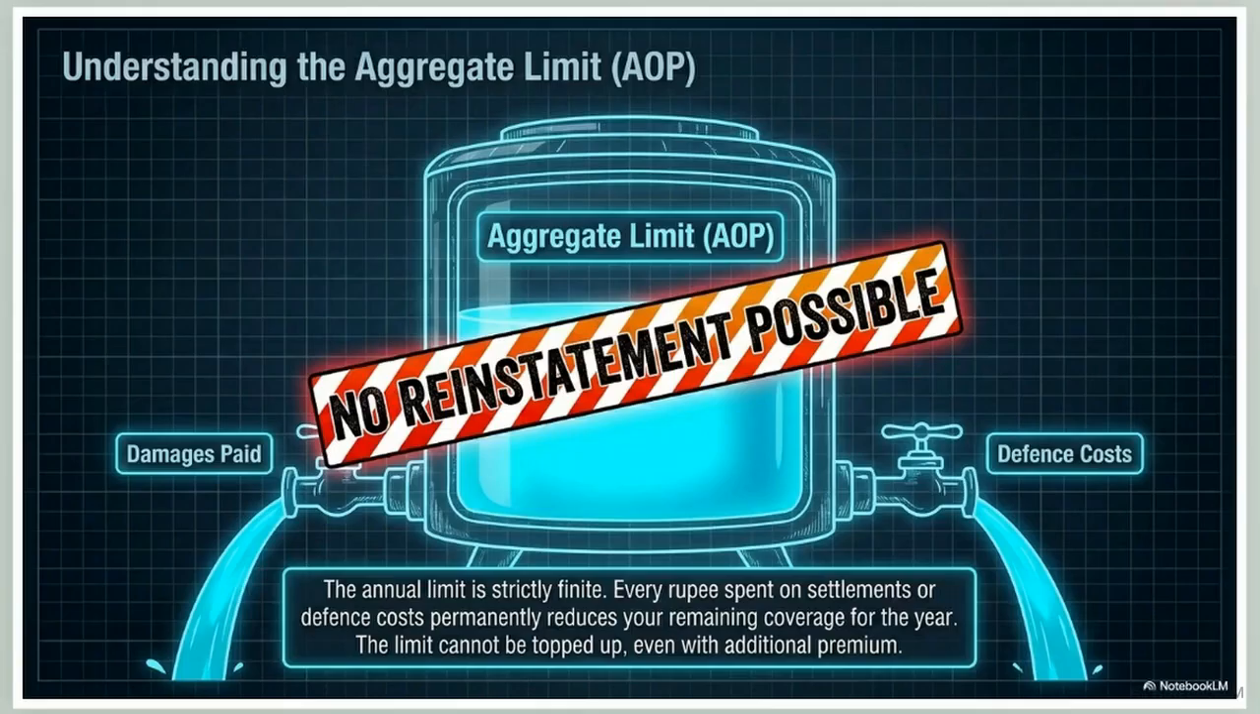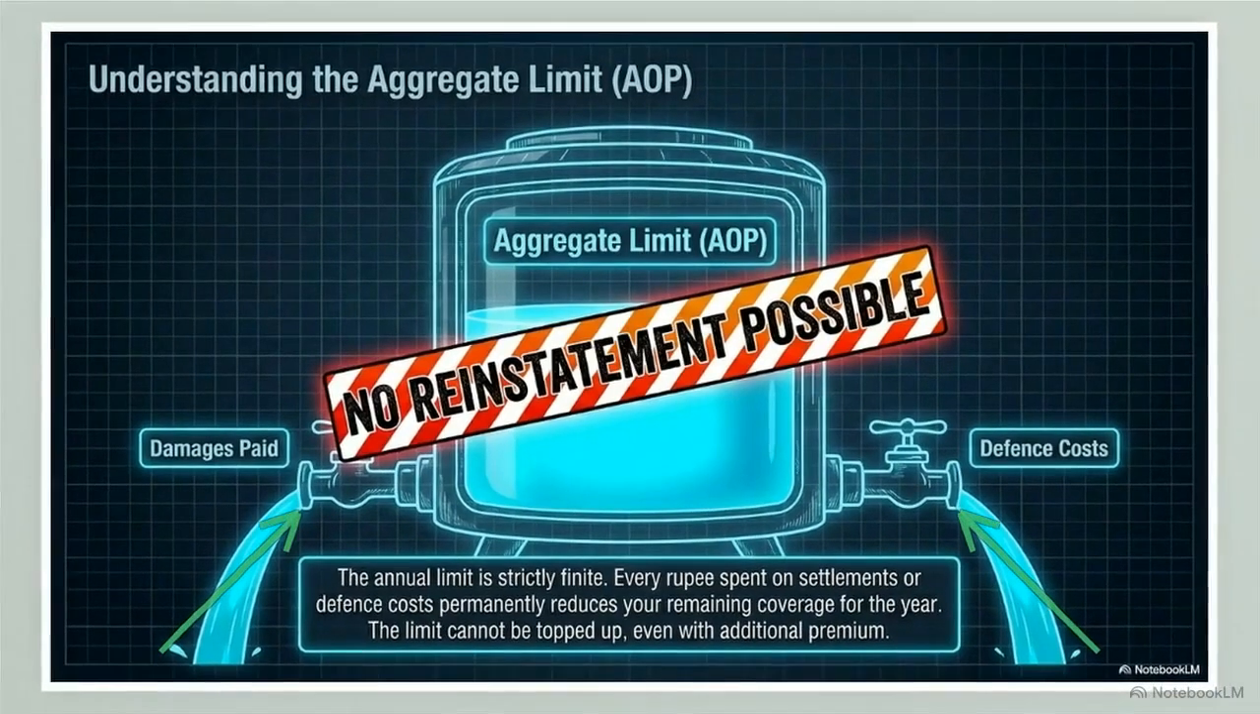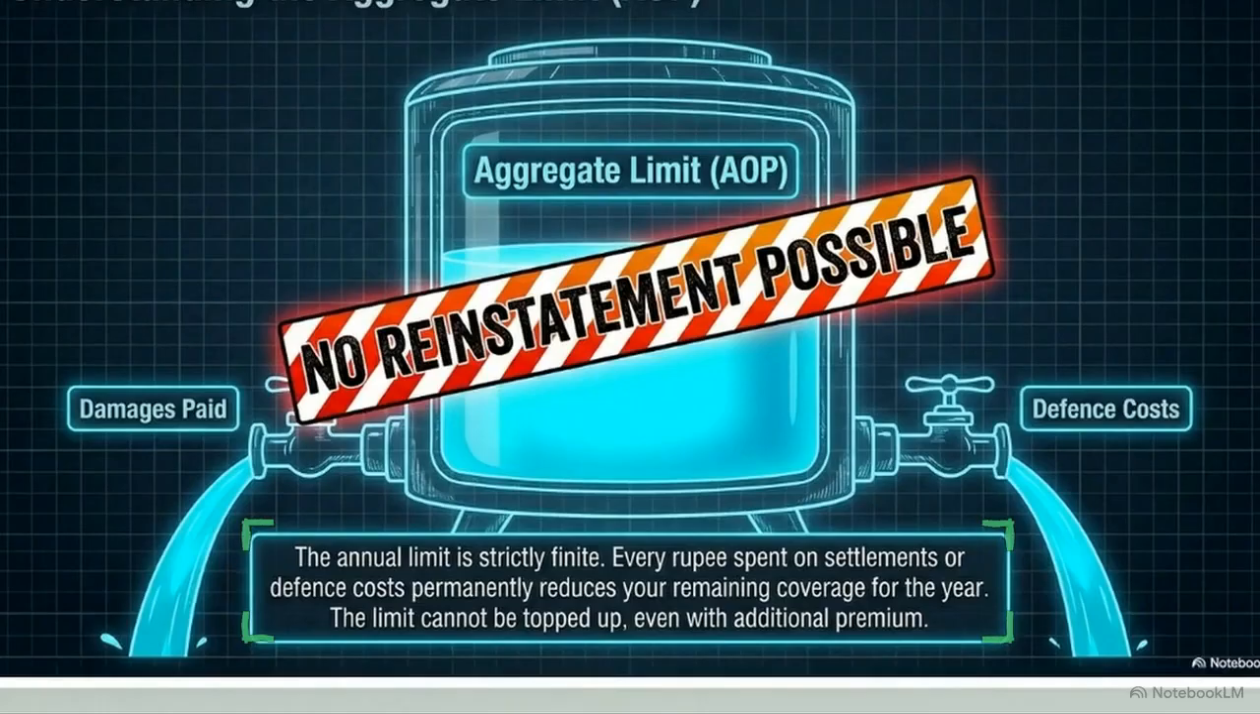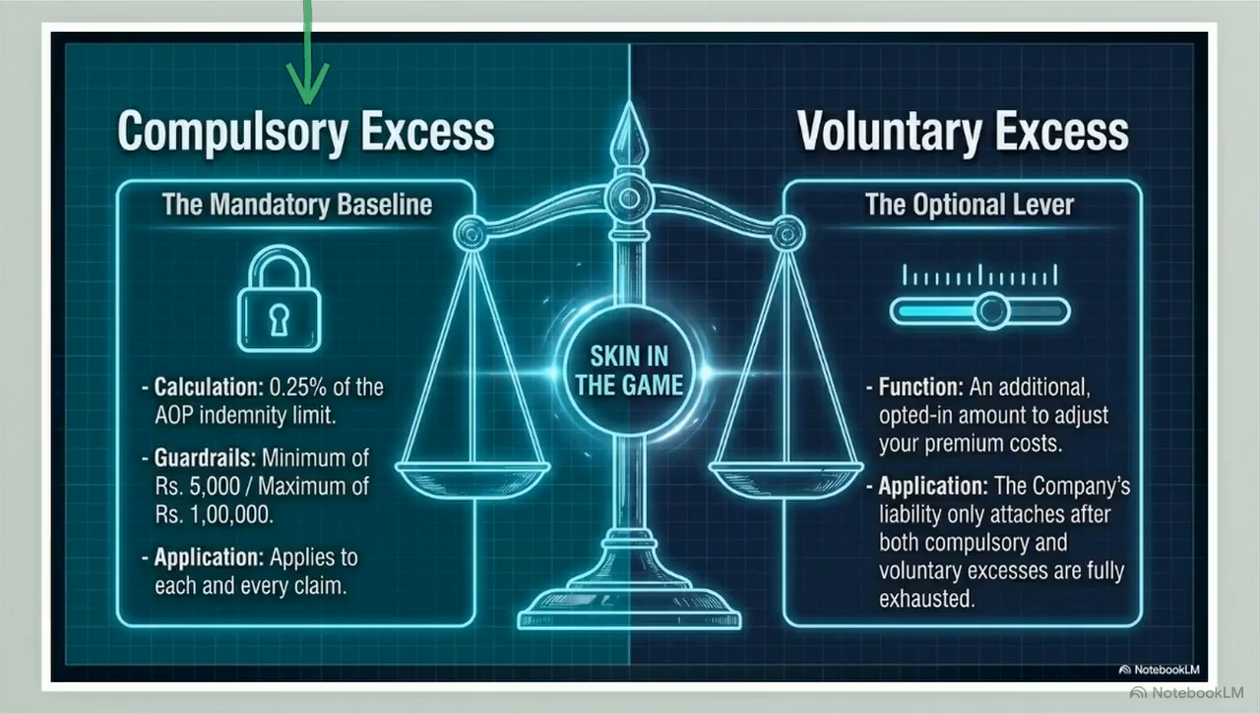Look at this illustration of the aggregate limit as a tank of water. Note the warning banner across the center. No reinstatement possible. Every rupee spent on defense costs or legal settlements drains this tank. Once the limit is exhausted for the year, it cannot be topped up, even if you offer to pay an extra premium.